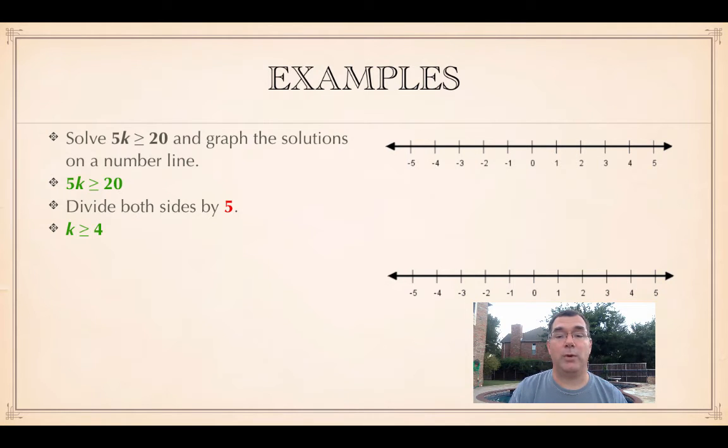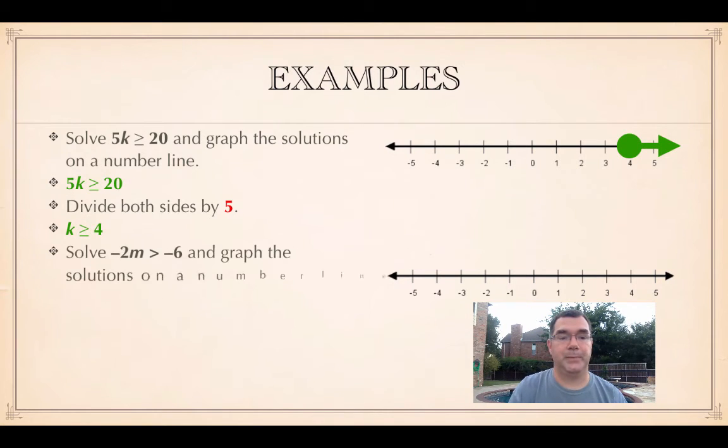How do I graph that? Well, I look at where 4 is on the number line. I do want to include 4 because k is greater than or equal to 4. So when I've got that little extra bar underneath there, I do want to include that number, so I will use a solid dot. And since I want the numbers that are bigger than 4, I draw my arrow to the right.